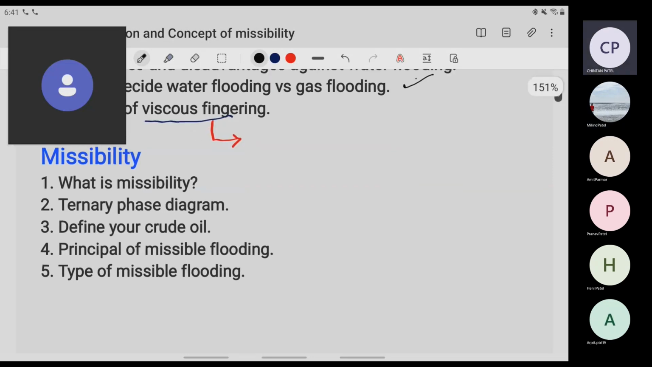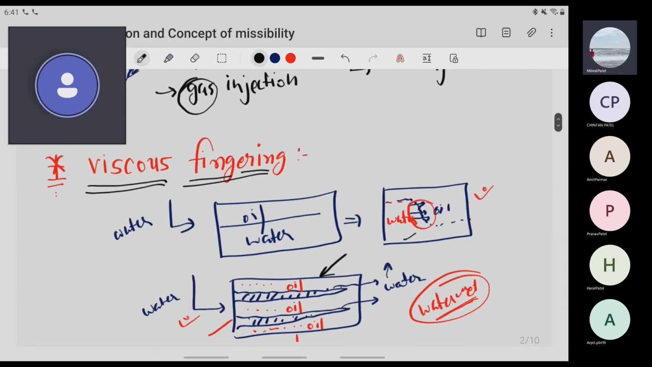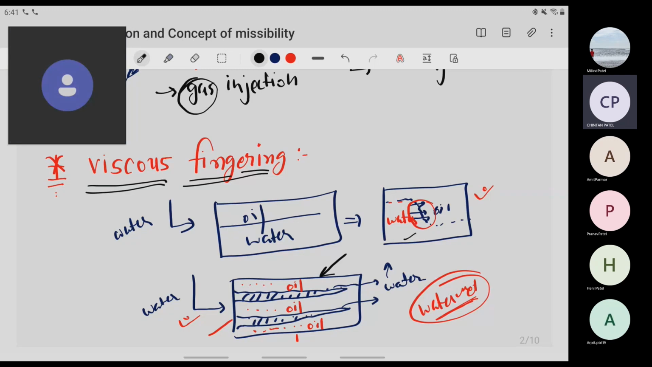Hello, sir. Yes. Sir, you told us about viscous fingering, and I got all of it. Suppose we are injecting gas in comparison with water. Will viscous fingering occur or not in an oil reservoir if we are injecting gas? Let's suppose you are injecting gas in the case of black oil. There are chances that if gas viscosity is not sufficient, the gas may not push the oil correctly. But gas viscosity again depends on temperature and pressure.